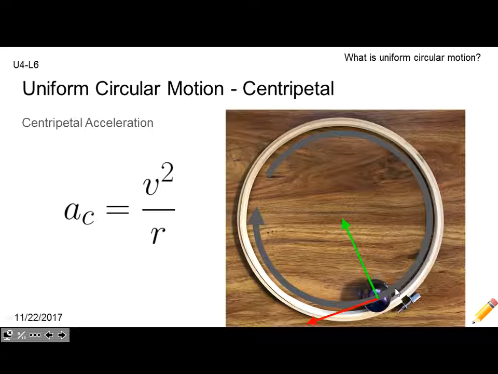Right. There are some questions on not the next homework, but the one after that about this, where I'll ask what happens to the centripetal acceleration if you double this or halve that. Again, we're practicing that proportional reasoning skill.